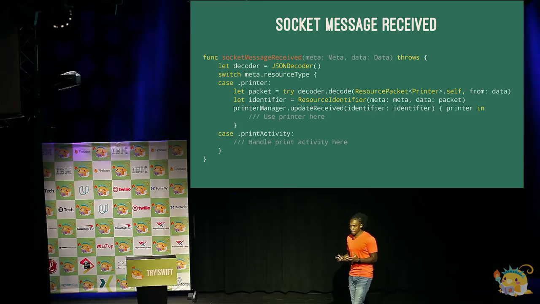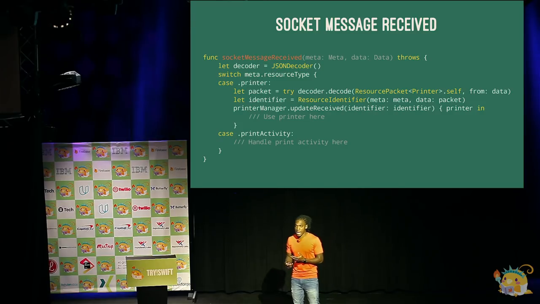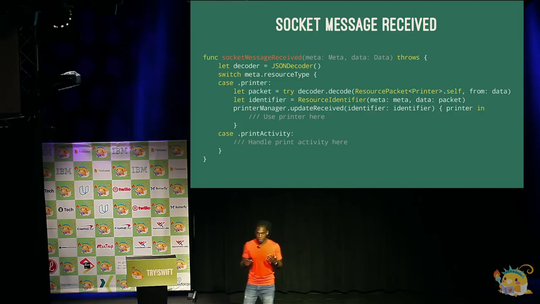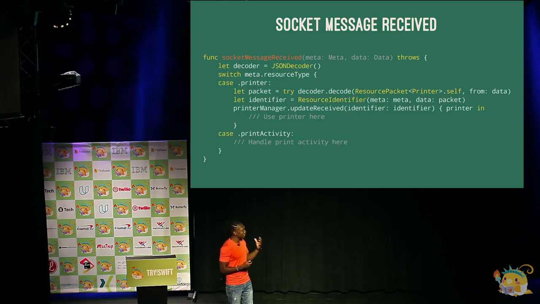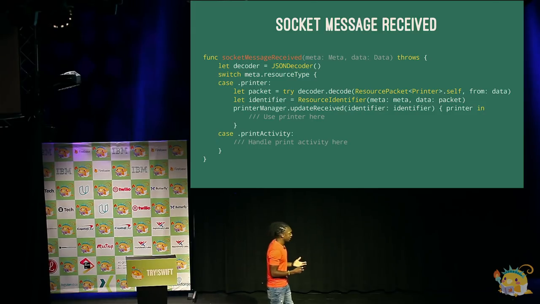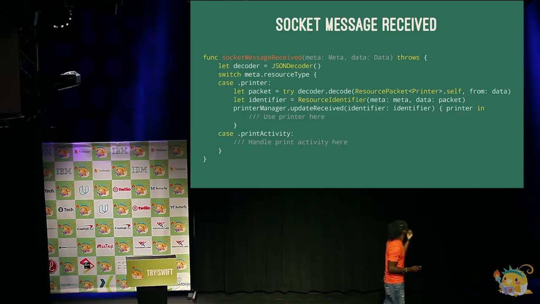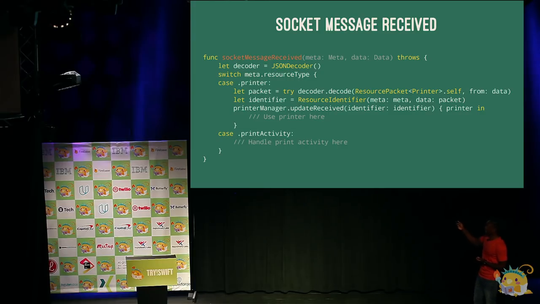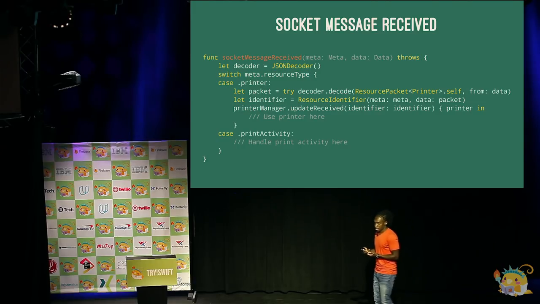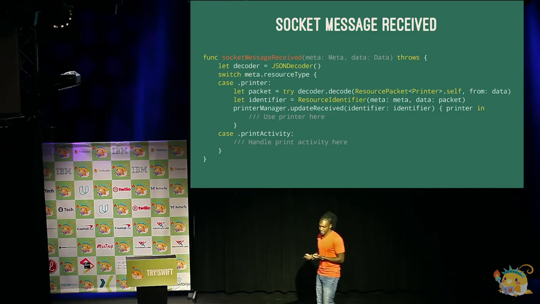So this resource identifier comes in here as something that's generic. But once our call is successful, we get a concrete object out of it. So inside the printer portion of our switch statement here, we will get an actual printer inside here. So we can use a printer right here. This shows the beauty of generics when dealing with complex heterogeneous data.